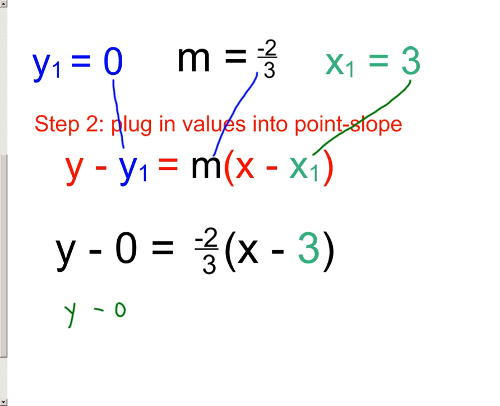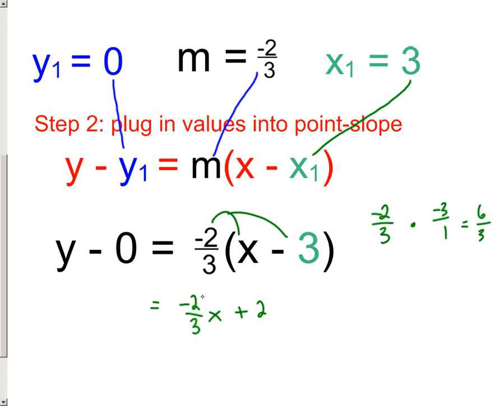Y minus 0 equals, let's see, negative 2/3 times x is negative 2/3 x. And then I have to figure out what negative 2/3 times negative 3 is. So it'd be positive 6/3, so that's a positive 2. So plus 2. Plus 0 would cancel that out, and plus 0 wouldn't do any change here. So literally what we're able to do, because it's 0, is we're able to say, okay, y equals negative 2/3 x plus 2. And that's our equation. We're done.